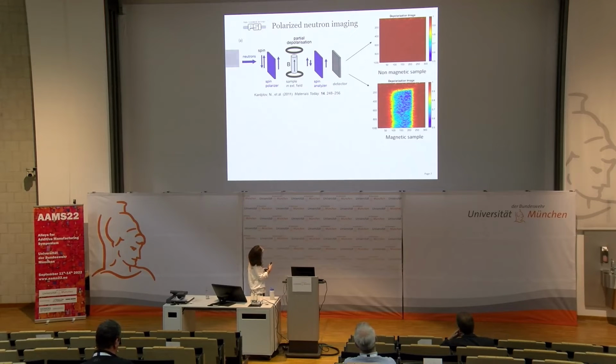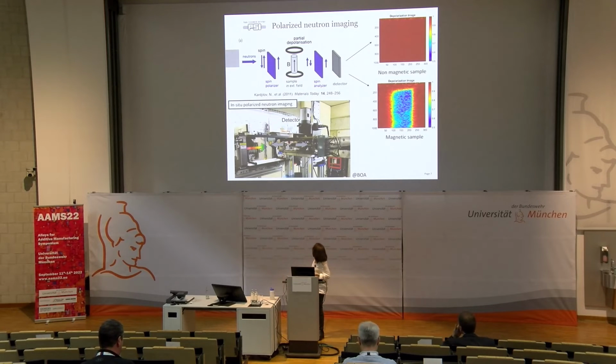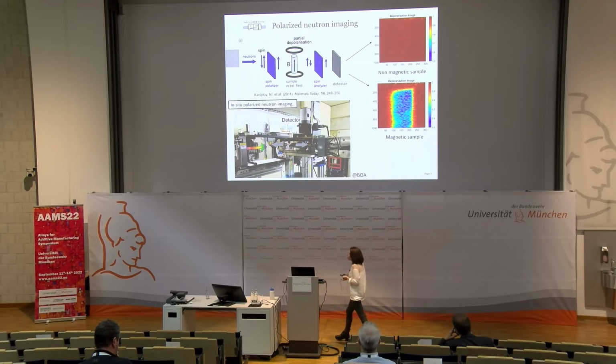By doing this in a two-dimensional way, if we have no magnetic structures in our sample, all the neutrons go through without any depolarization. But if we have a magnetic sample in front of the beam, we have this kind of contrast in the image, and we can do that with a 30 micron spatial resolution. So we did this in situ. Again, this is the experimental photo. You have the incoming beam in this direction, the loading direction is here, and this was done at BOA.